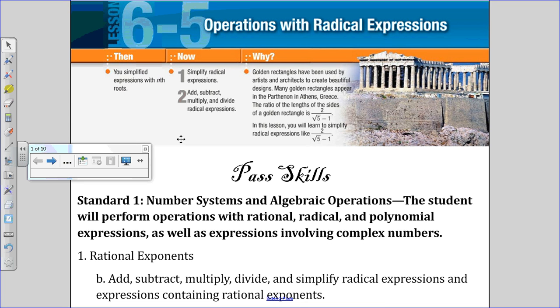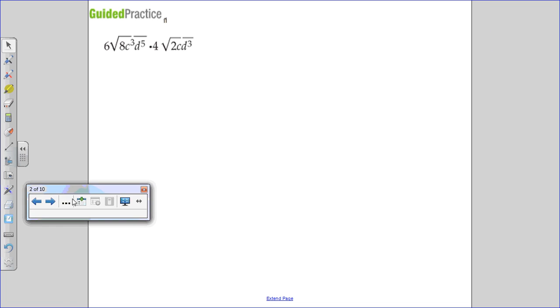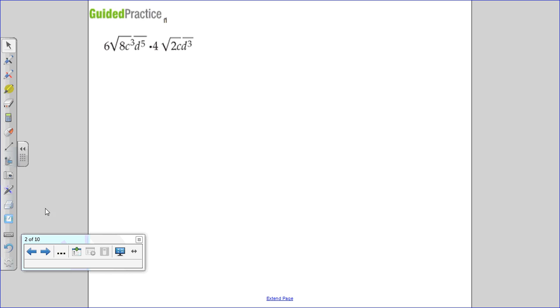Today we are covering Lesson 6.5 Part 2, where we're going to learn how to add, subtract, multiply, and divide radical expressions. You see, this basically finishes up the first part of Lesson 1, Standard 1.1b: add, subtract, multiply, divide, and simplify radical expressions. Okay, first thing we're going to cover is how to multiply with these radical expressions.